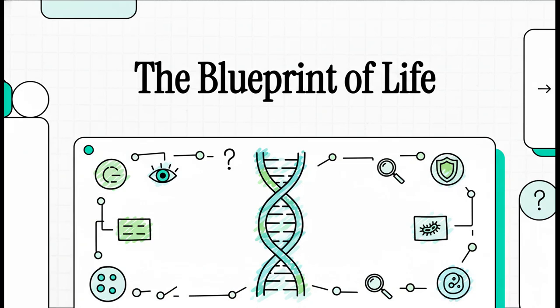Okay, let's get right into it. Inside every single living cell on this planet, from a tiny bacterium to, well, you, there's this incredibly detailed instruction manual. It's a blueprint that dictates literally everything, from the color of your eyes to how your body fights off a cold. Today, we're going to decode that manual, the amazing world of your genetic code.